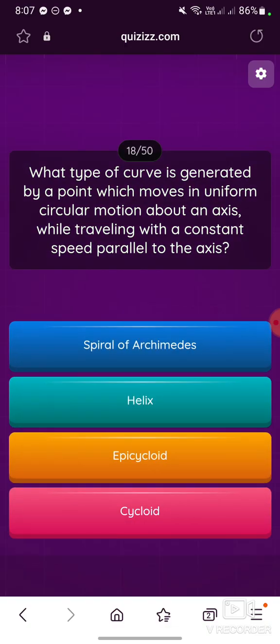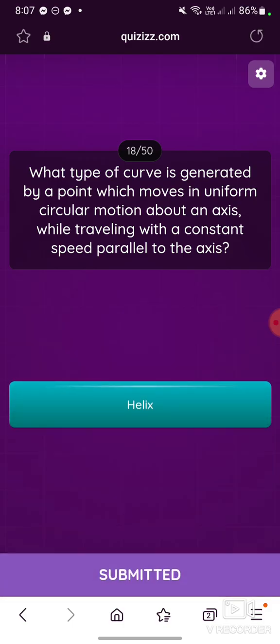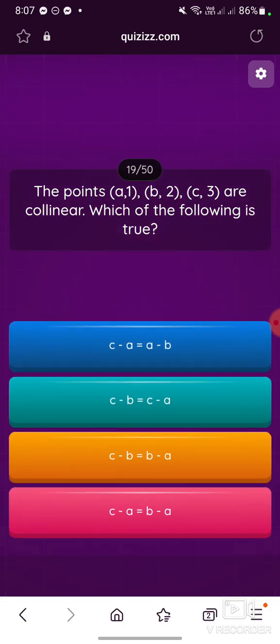What type of curve is generated by a point which moves in uniform circular motion about an axis while traveling with a constant speed parallel to the axis? The points A(1, 2, 3) are collinear. Which of the following is true?